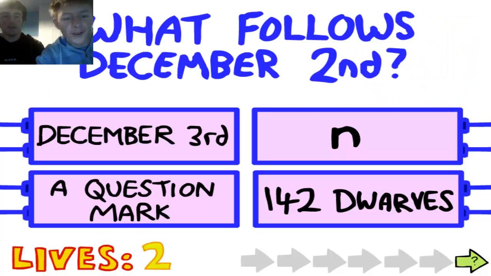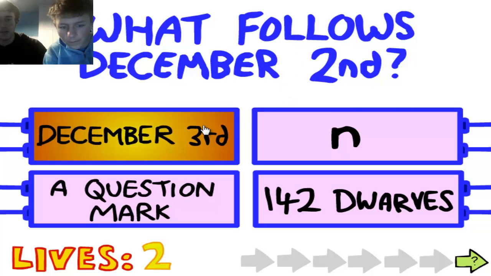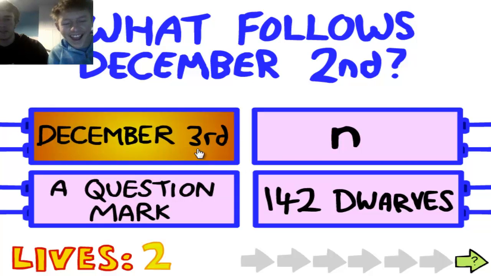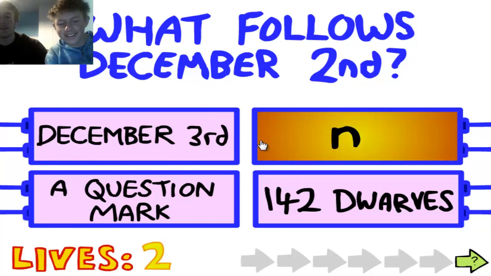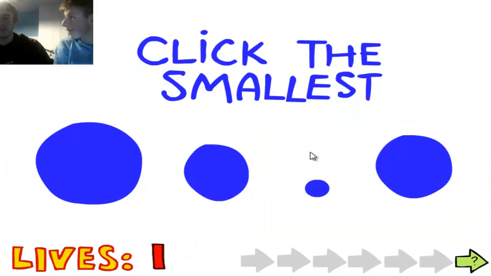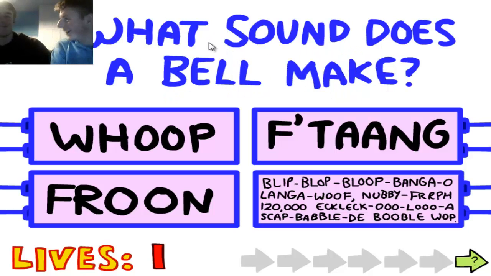Well, nice one. What follows December 2nd? Yeah, awesome. You gotta skip! What follows December 2nd? Question mark. That's a question. That is not fair. What? 100 points. How does it end? Take the smallest. Yeah. You got that one there.